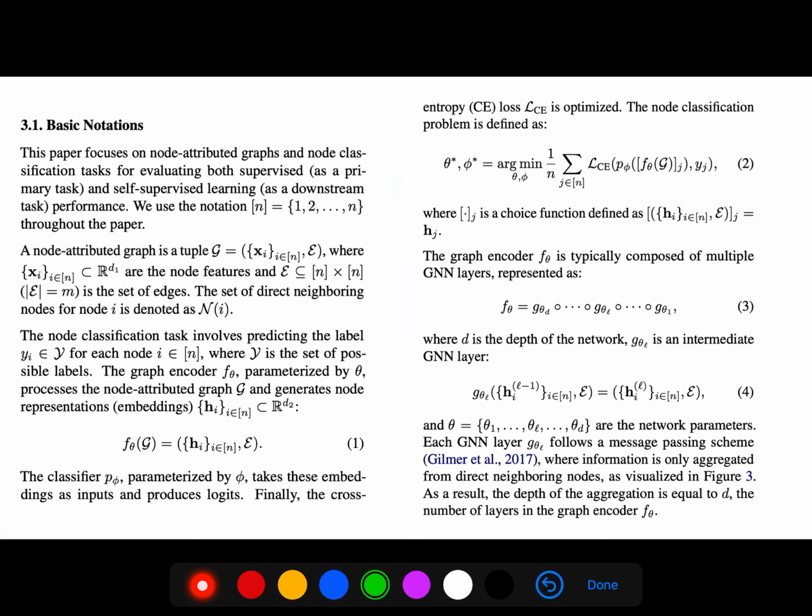So a node-attributed graph is a tuple where X are node features and E is the set of edges, and the set of direct neighboring nodes of i is just the neighbors of i. The graph encoder F theta is parameterized by theta, and takes the node-attributed graph and generates node representations. Finally, the classifier P phi, which has parameter phi, takes these embeddings as inputs and produces logits so that we can use the cross-entropy loss. The graph encoder is composed of multiple GNN layers, and D is just the depth of the network. G theta L is an intermediate GNN layer.